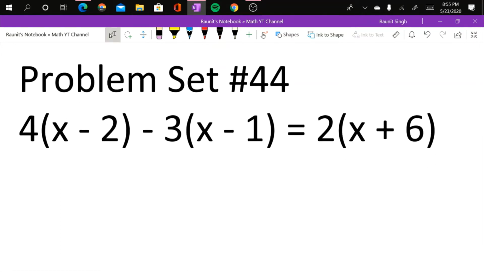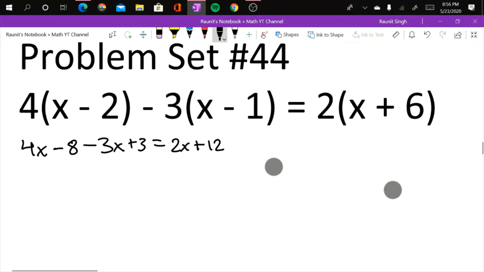So now we're going to move on to question number 44 in the problem set. And we have 4 times (x minus 2) minus 3 times (x minus 1) is equal to 2 times (x plus 6). So we're going to use the distributive property again to simplify the equation. So 4 times x is 4x, 4 times negative 2 is negative 8, minus 3 times x is 3x, and then negative 3 times negative 1 is equal to positive 3, which is equal to 2 times x is 2x, and then 2 times 6 is 12, so plus 12.